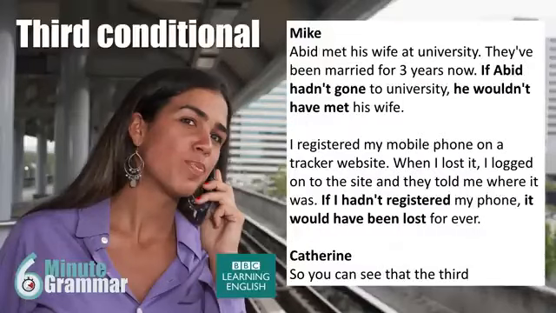Abid met his wife at university. They've been married for 3 years now. If Abid hadn't gone to university, he wouldn't have met his wife. I registered my mobile phone on a tracker website. When I lost it, I logged onto the site and they told me where it was. If I hadn't registered my phone, it would have been lost forever.